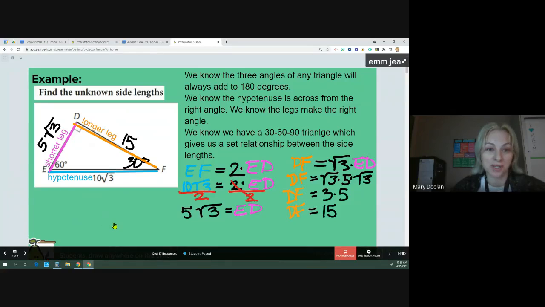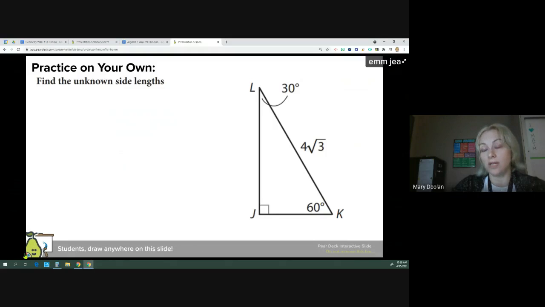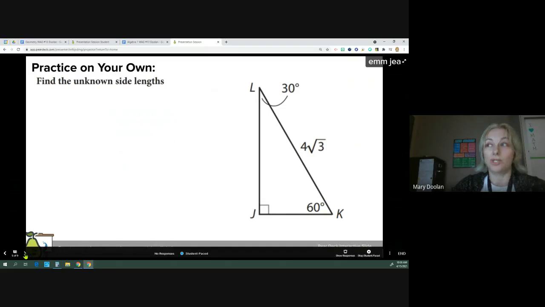So you're going to try to do one of these. The next slide that you're going to try is slide 5. Okay, again, you have a right triangle. And we can see that the two angles that are acute are 30 and 60. So this is a 30, 60, 90 triangle. And we are given one side length. We are given 4 square root of 3, which happens to be the hypotenuse.